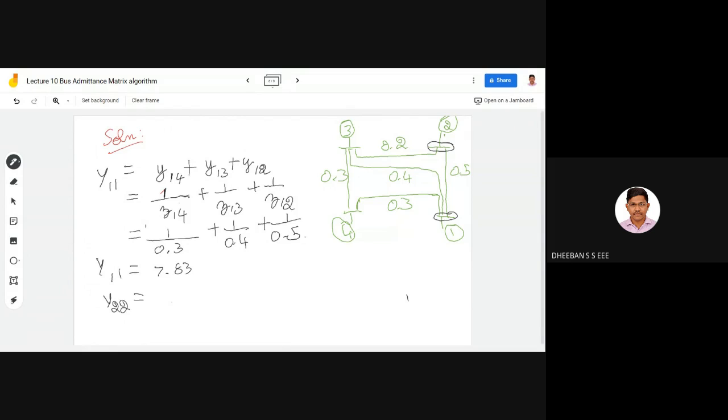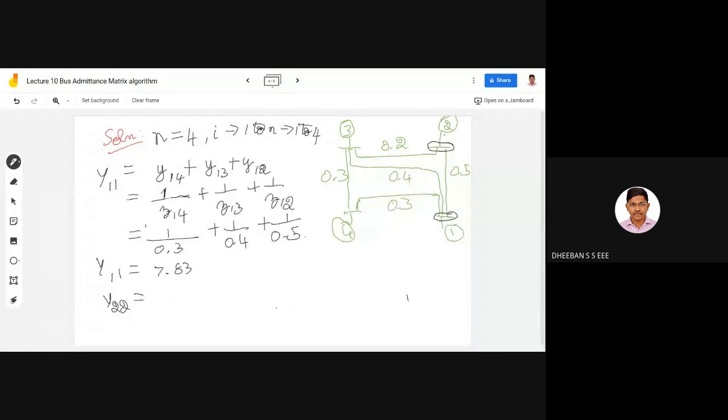Okay. And over here, first you just write the total number of buses. It is totally 4. And the i value takes 1 to n, that is 1 to 4. This also you just write. So it takes 1 to 4.